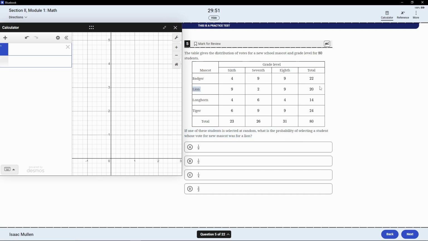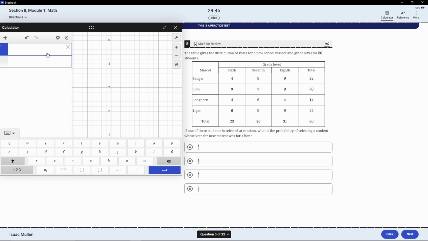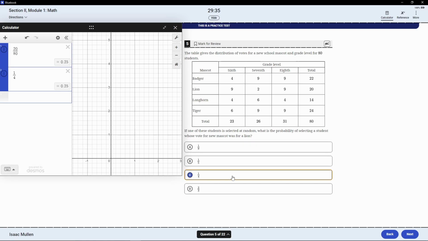So over here we have our totals. And we see for a lion it's 20 and our total is 80. Well, what's 20 over 80? Well, it's basically the same thing as saying 1 over 4, right? So therefore, even if whatever these are, it doesn't matter. It is still a 1 over 4 chance that the new mascot will be a lion if a random student is picked.